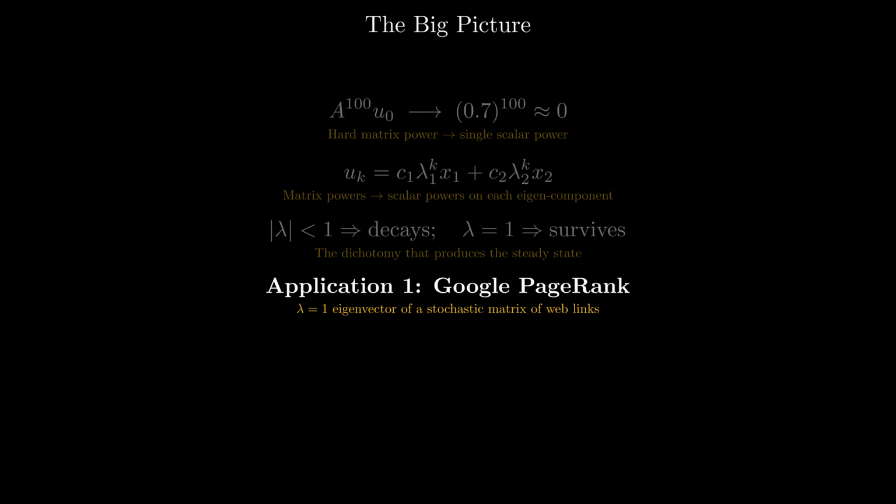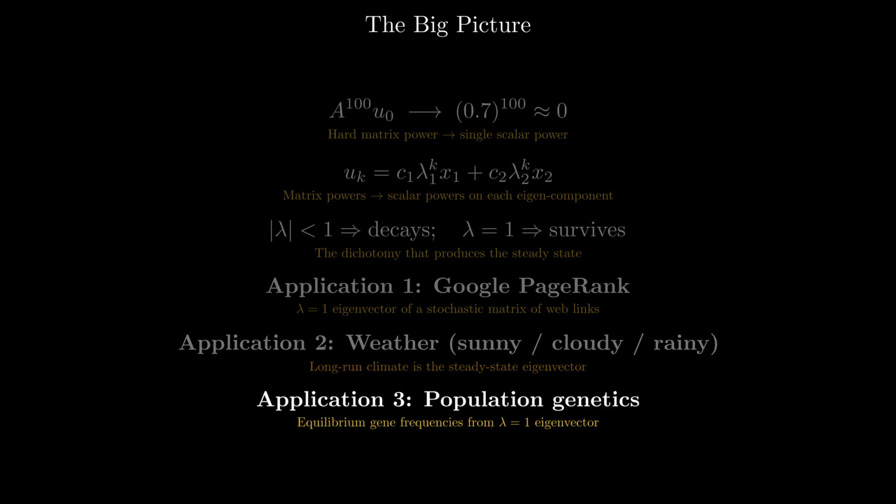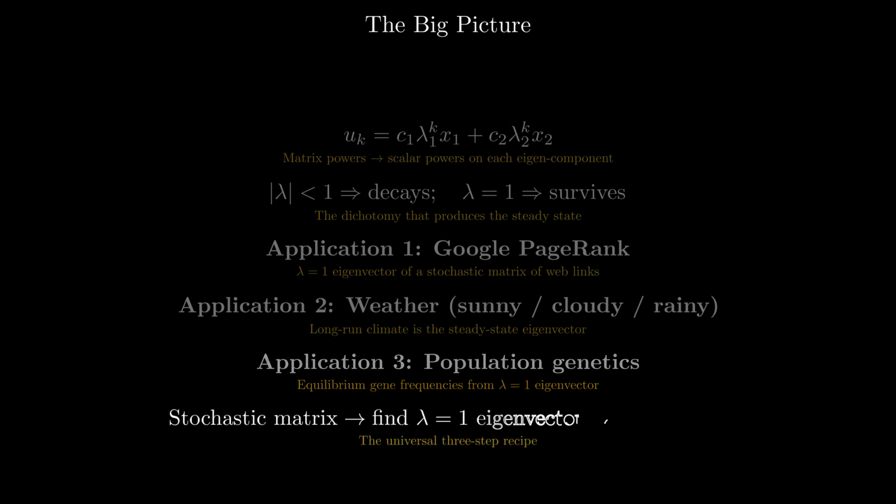Google PageRank ranks web pages by finding the lambda equals one eigenvector of a giant stochastic matrix built from links between pages. Weather forecasting models transitions between states like sunny, cloudy, and rainy. And the long-run climate is the steady-state eigenvector. Population genetics tracks gene frequencies the very same way. In every case, build a Markov matrix where the columns sum to 1, find the lambda equals one eigenvector, and that vector tells you the equilibrium.